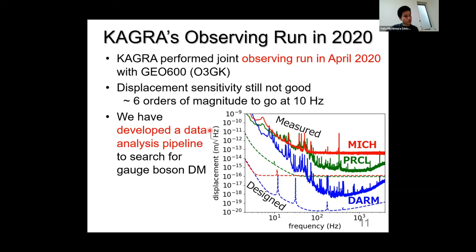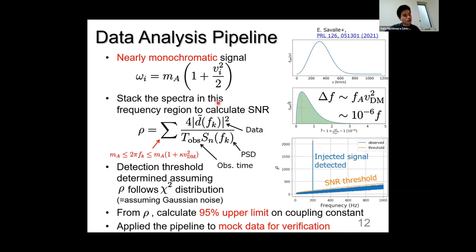And we are now developing a data analysis pipeline to search for this gauge boson dark matter. I will briefly introduce how our data analysis pipeline works. The signal is nearly monochromatic because the frequency of the signal is determined by the mass of the gauge boson, but it's slightly shifted to high frequencies because it has kinetic energy. And the distribution of the velocity of the dark matter particle is Maxwell-Boltzmann distribution. So if you calculate the distribution of the frequency, you will get this kind of spectrum.